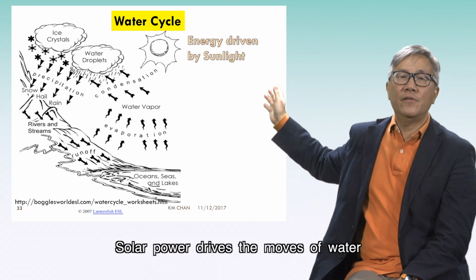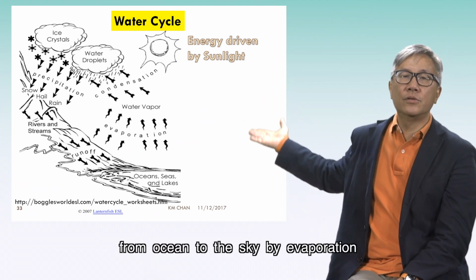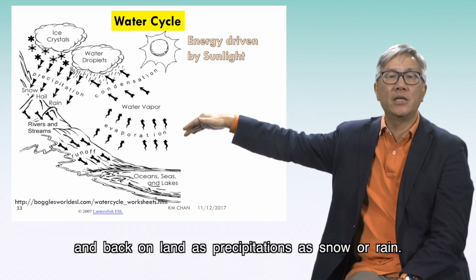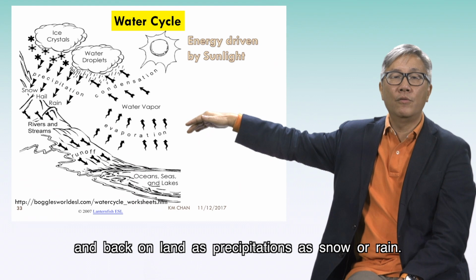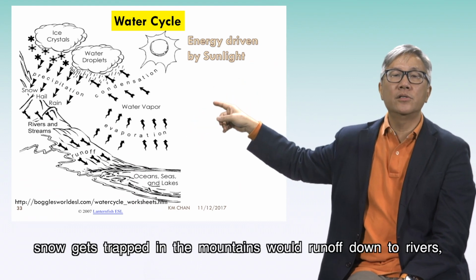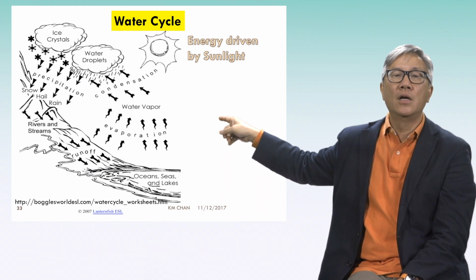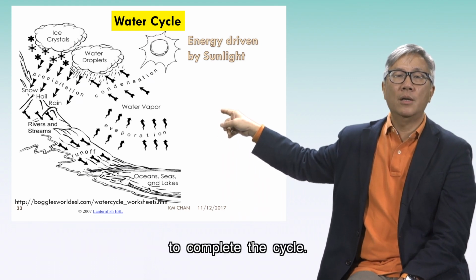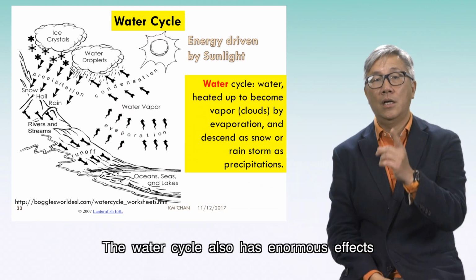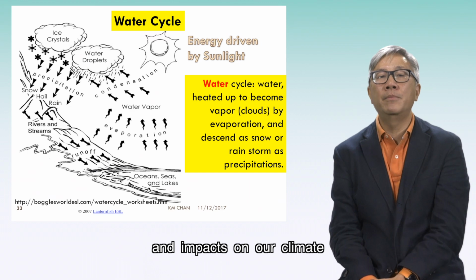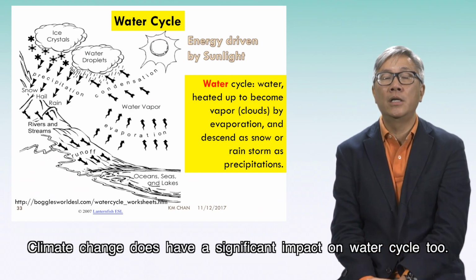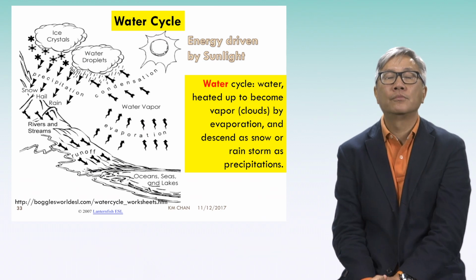Solar power drives the movement of water from the ocean to the sky by evaporation, and back on land as precipitation, as snow or rain. Of course, water trapped in the mountains would run off down to rivers, lakes, and oceans to complete the cycle. The water cycle also has enormous effects and impacts on our climate. Climate change does have a significant impact on water cycles too.